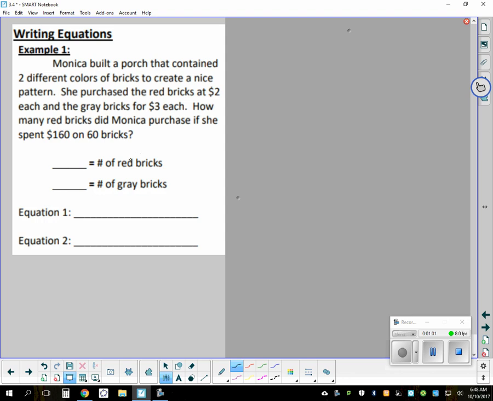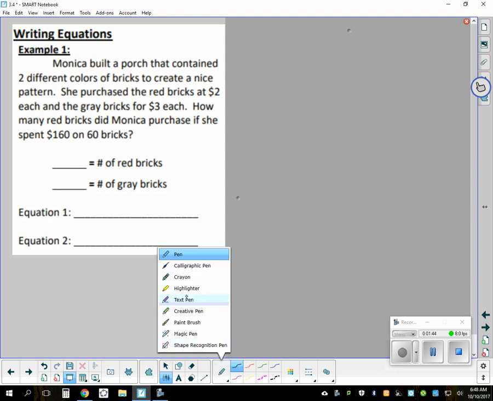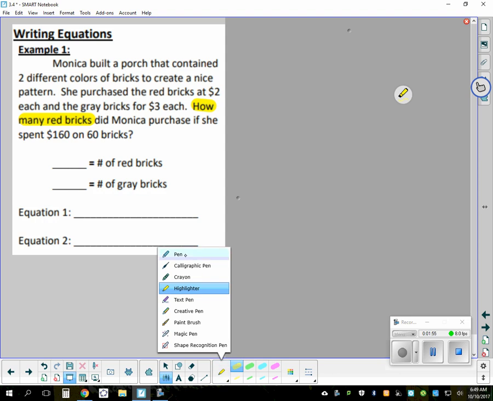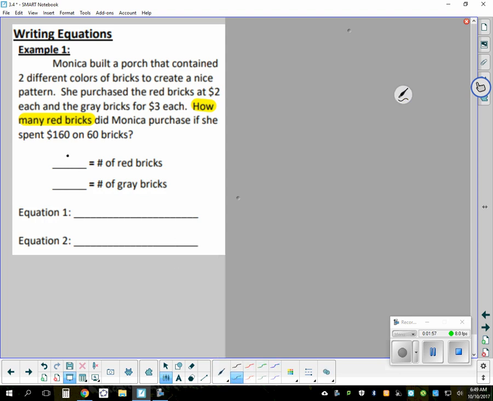If you're not sure what your variable should be, what you're trying to solve for, read the last sentence. The last sentence is the question, almost always asking you to find something. In this case, it is saying, how many red bricks? So we are looking for the number of red bricks. That has to be one of your variables. You can choose any letter you want to give it. I am going to give it R. R for red bricks.